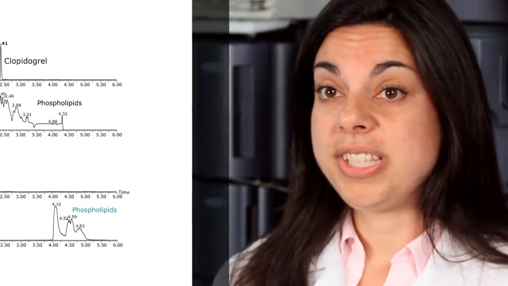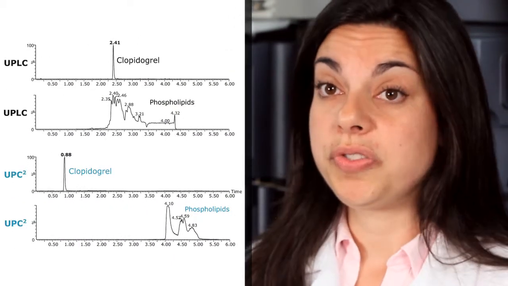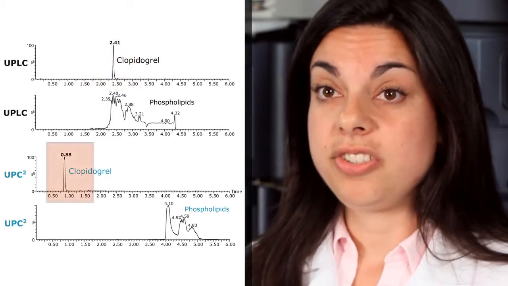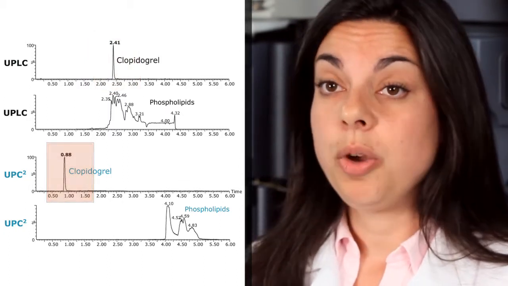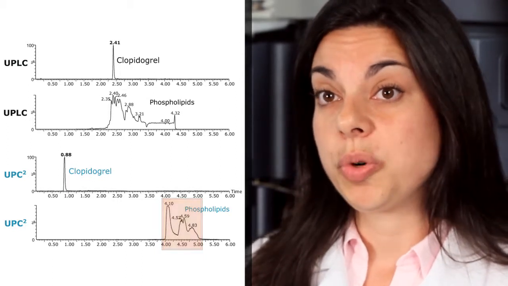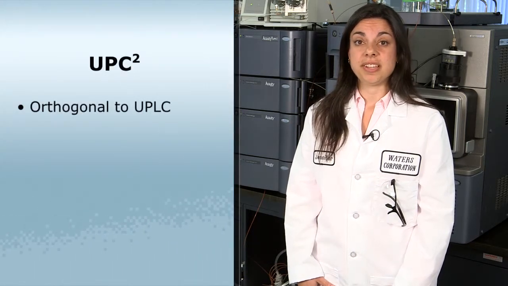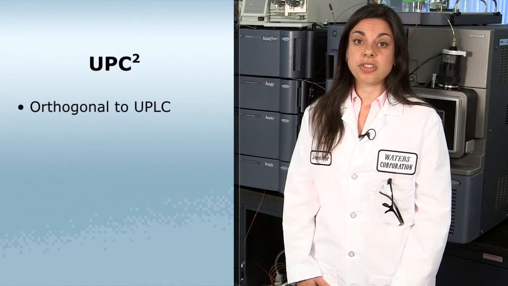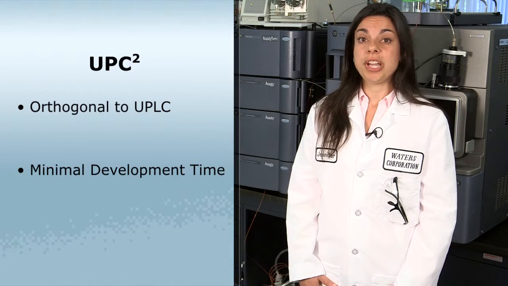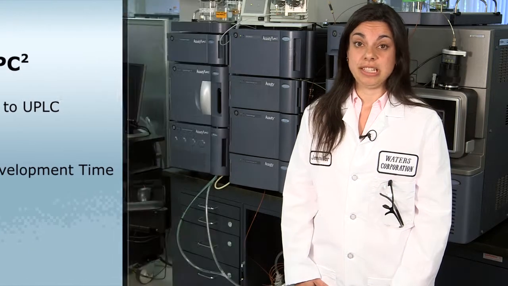In this figure, we see that the retention of clopidogrel moves from 2.41 minutes in UPLC to 0.88 minutes using UPC². With UPC², the phospholipids are clearly separated, eluting towards the end of the gradient. So for hydrophobic drugs like clopidogrel, we can effectively use UPC² as an orthogonal technique to UPLC to separate matrix effects caused by phospholipids with minimal method development time or without using advanced sample preparation techniques.